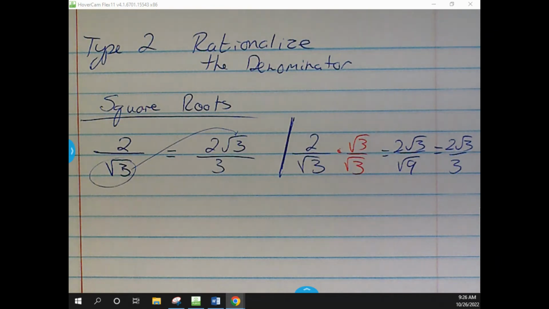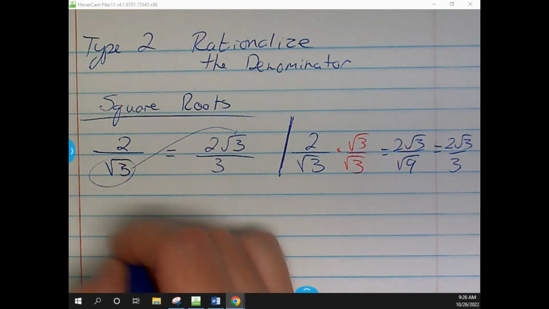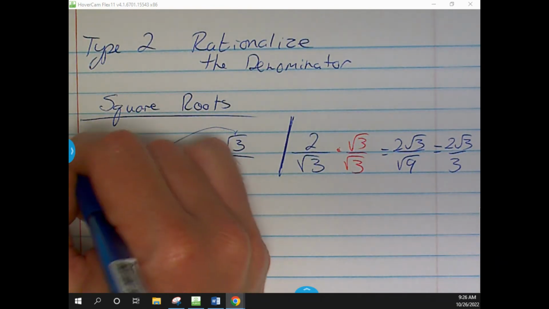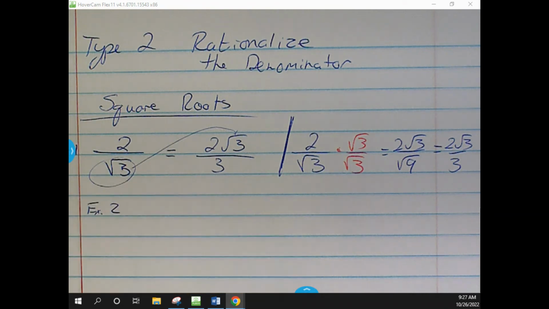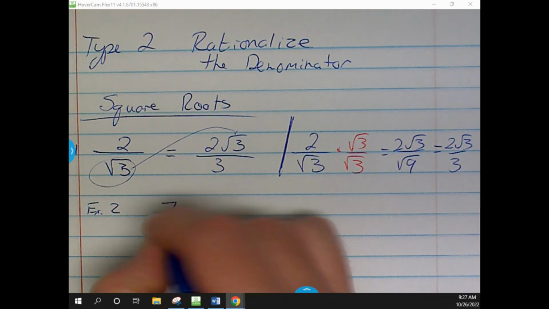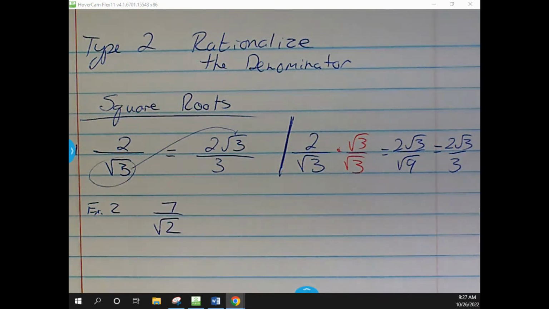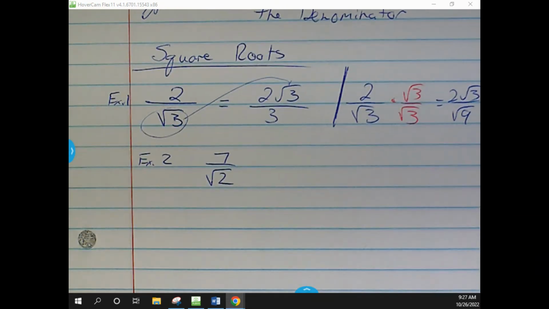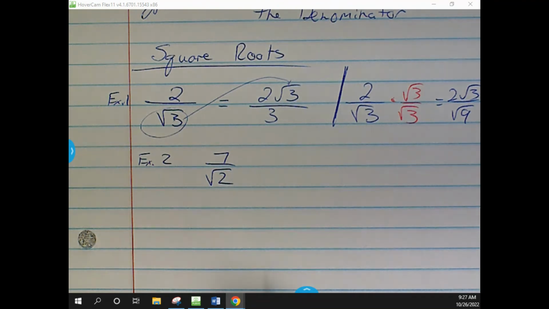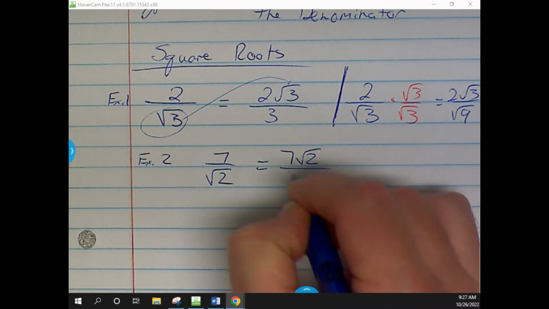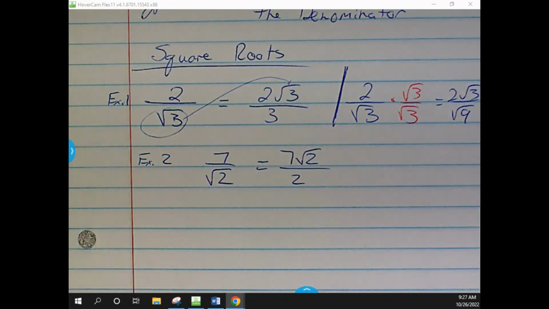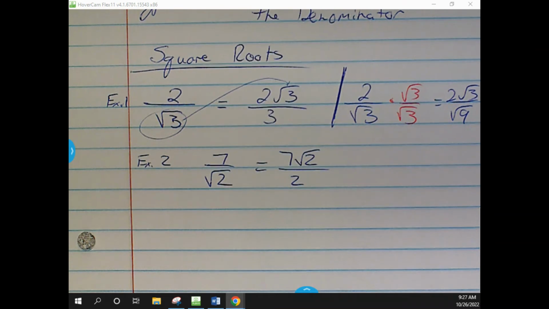So if that's example 1 there, let's say we had 7 over the square root of 2. Again, we're going to use the shortcut on this one. We're going to move the radical from the bottom to the top and leave the radical off of the bottom and just give us the 2.